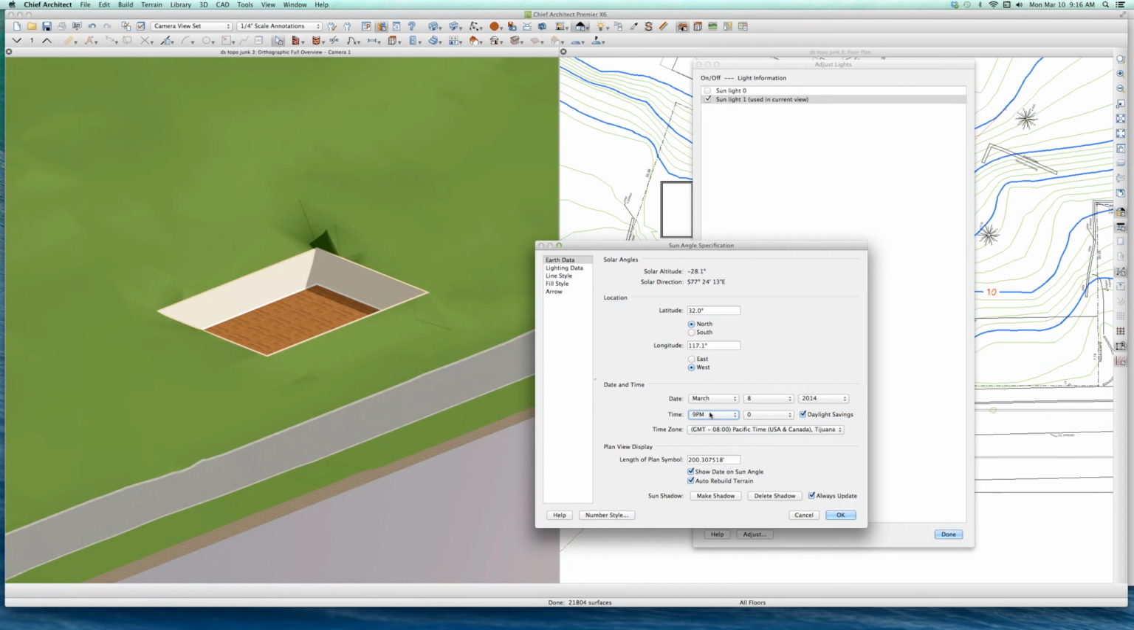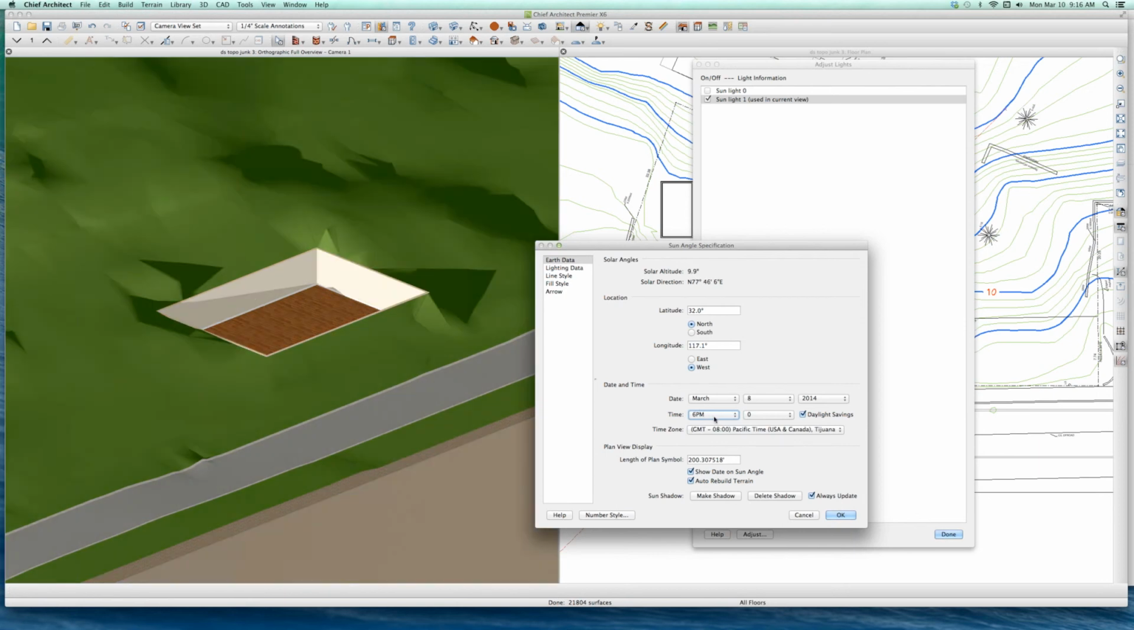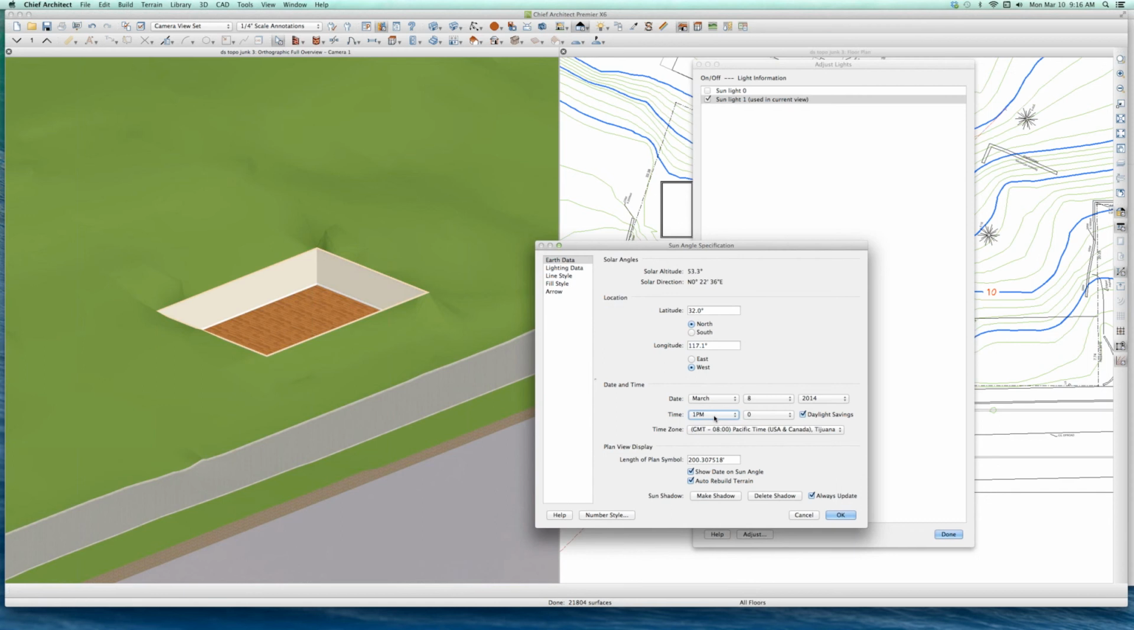Did I lose it? Why can't I do it anymore? Oh, there it is. 1, 2. Why can't I go past 11? I can't go past 11 p.m. Of course I can't. I'm at nighttime. 6 p.m., 4, 1 p.m., 12.